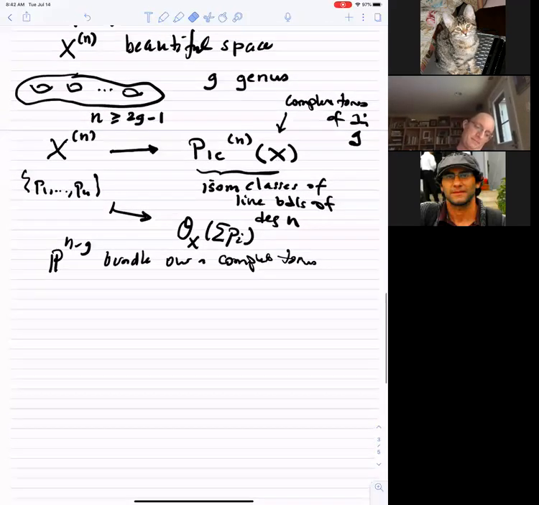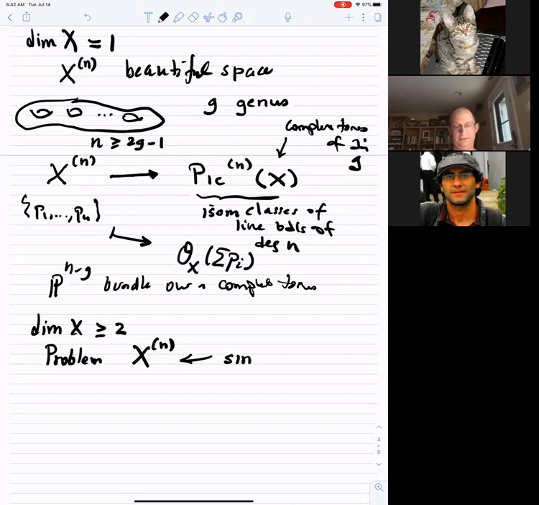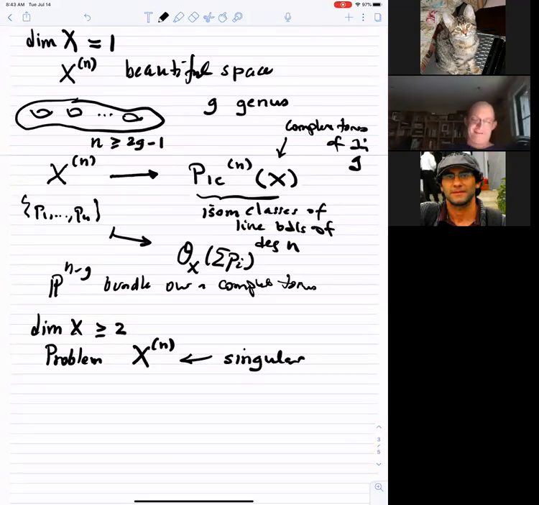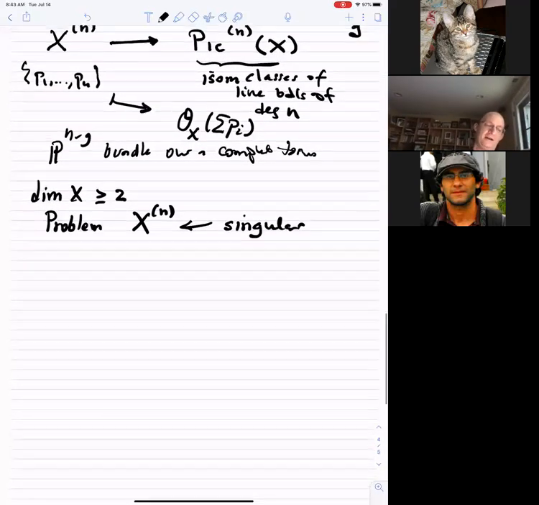So the next question is, what happens if the dimension of X is bigger than or equal to 2? Now, the problem we have with the symmetric product is that it is singular. Usually when we work with spaces, we want a compact space and we want it to be a manifold, right? Singularities and non-compactness give us all sorts of headaches. So now, how do you fix this?